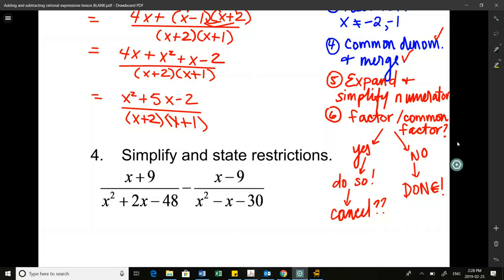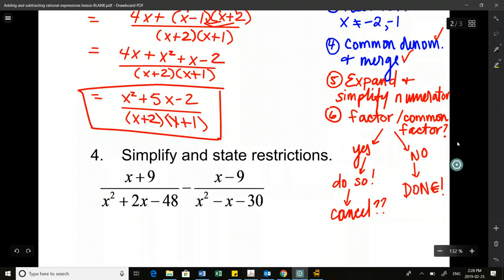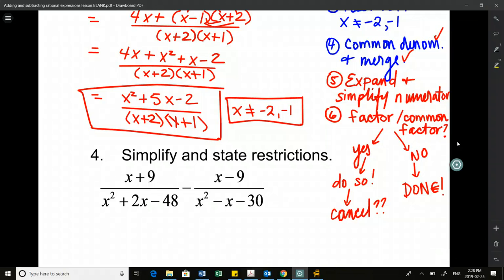I don't think we're going to get anything adding to 5 that also multiplies to -2. So I think our answer here is no. So we're actually finished with this. And our restrictions from above are part of our final answer. So x cannot be -2 and -1. Okay, so sometimes you'll be done at step number 5. Any questions on that one?